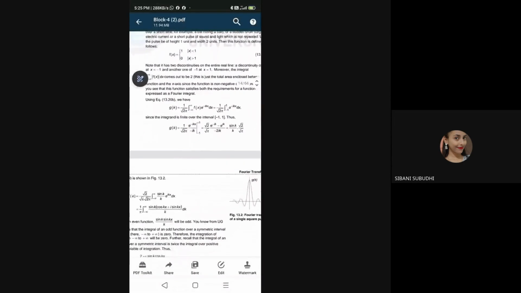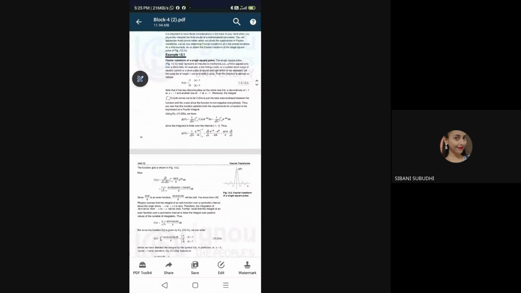So here are some examples. Fourier transform of a single square wave. Whenever a function has a discontinuity, its Fourier integral at the point equals the average of the left hand limit and the right hand limit of the function at that point. Then you have the Dirichlet discontinuous factor.